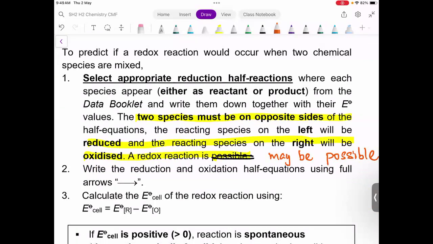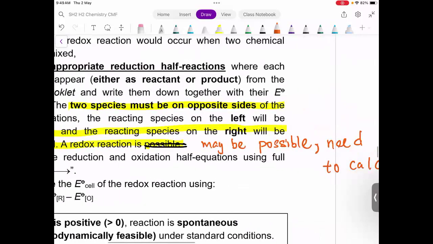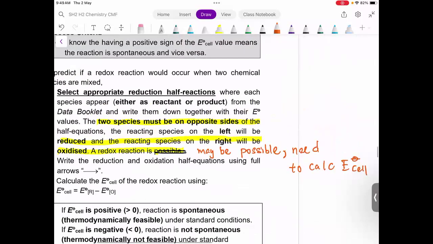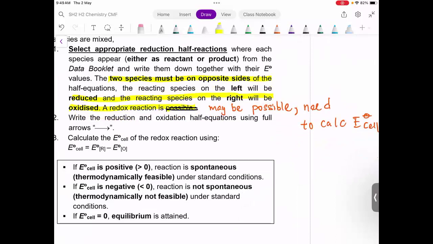Okay, and please take note, redox reaction may be possible. Therefore, we need to calculate the E cell. All right, so cancel away the term possible. Okay, tell yourself that it may be possible, and for the possibility of this reaction, you need to calculate the E naught cell. Okay, so we have gone through the formula of calculating E naught cell. This is what we have done.